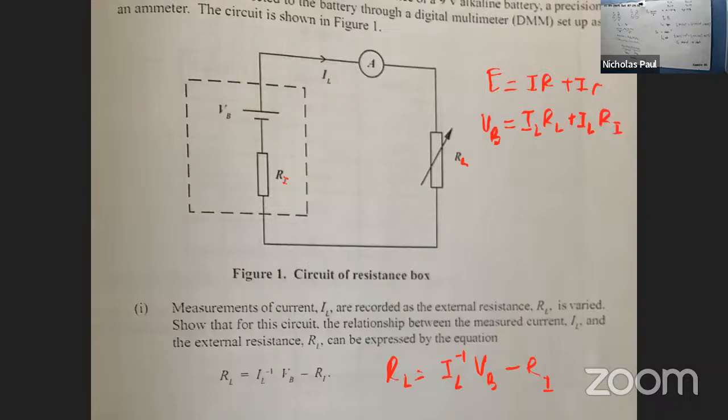The next part, well, I can understand it being like maths, it can be tricky, right? But the next part is you have to make RL the subject. After I get this. Right, make RL the subject of the formula.